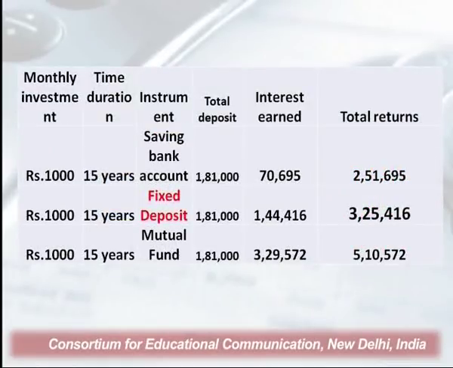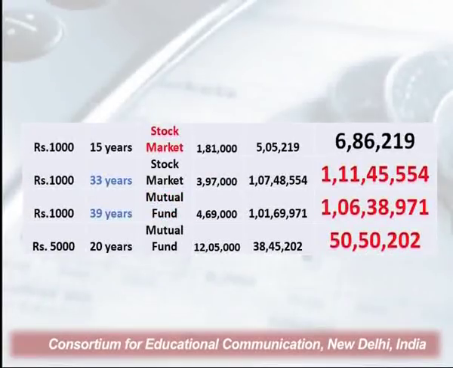Your money in a fixed deposit, you just get 3,25,416, which becomes 6,86,000 in 15 years time. So that is the compounding effect of investment in the stock market.